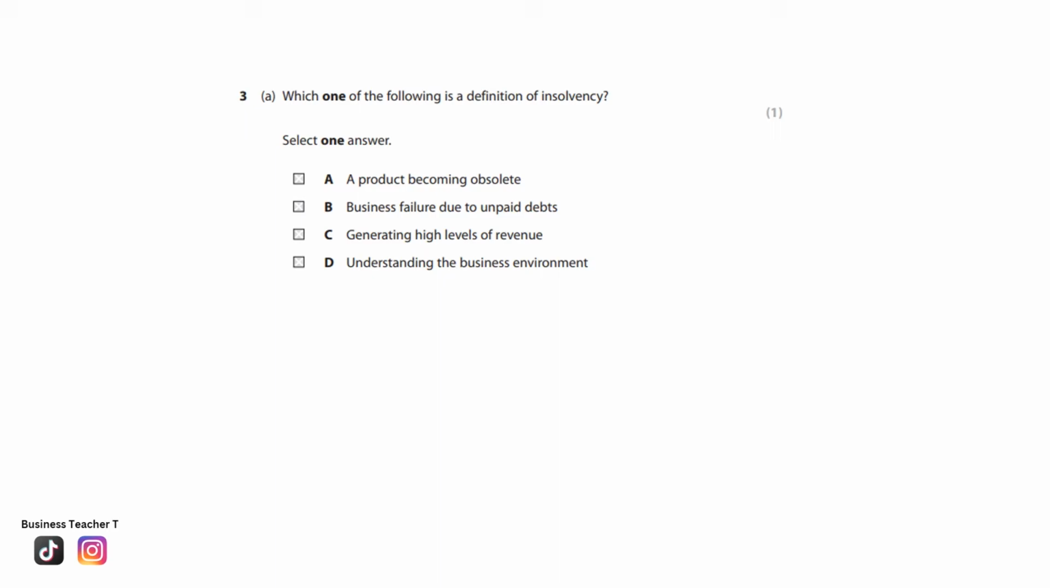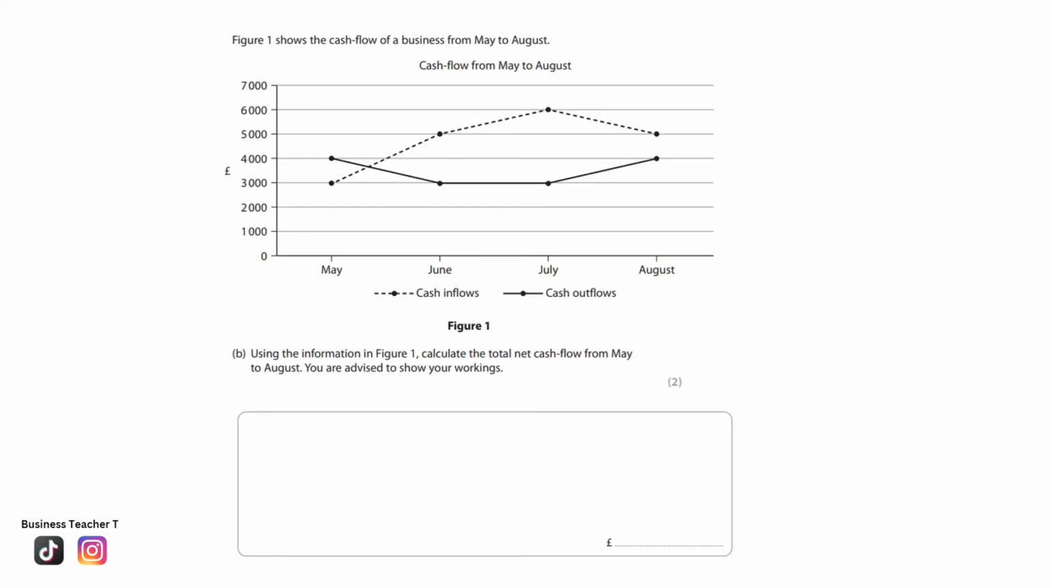Or D. Understanding the business environment. And the answer is B. Business failure due to unpaid debts. Figure 1 shows a cash flow of a business from May to August. Use the information in Figure 1, calculate the total net cash flow from May to August. You are advised to show your workings.